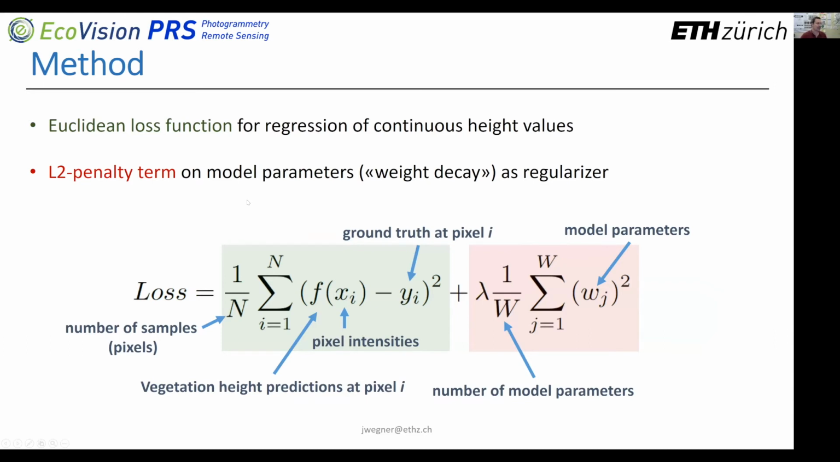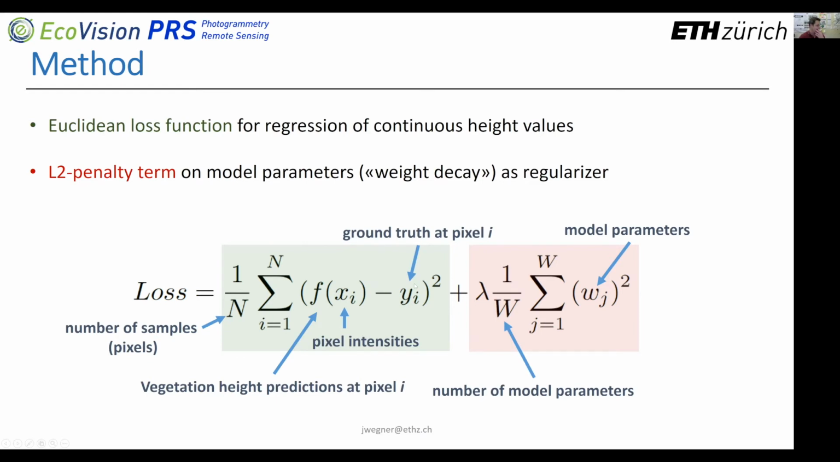That's also a regression task, of course, because we're predicting a continuous variable, vegetation or canopy height. So we use a Euclidean loss function, and then we add an L2 penalty term for the model parameters as a regularizer. When we train this model, this is the entire loss function. The regularizer is here in pink, and in green is the Euclidean loss.